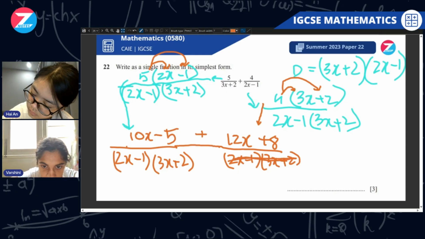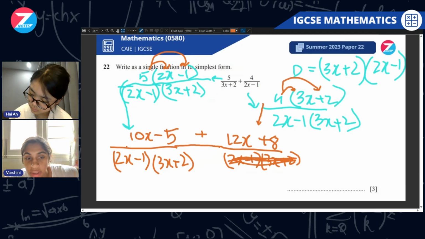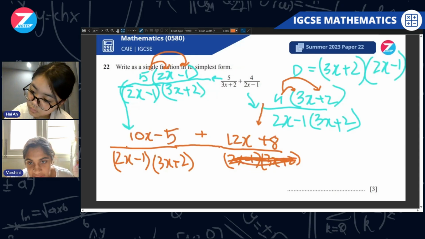This is different. We don't need this because remember, when you add them, you leave the denominator and just add the numerators. So now that we have two x terms on the top, 10x and 12x, we can add them, and we also have minus 5 and 8, which we can also add.